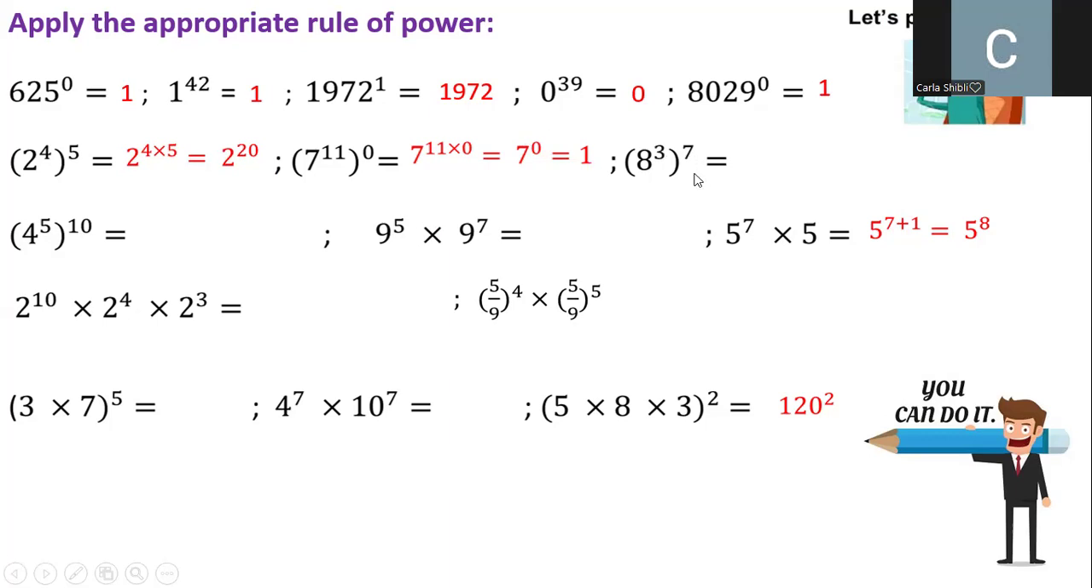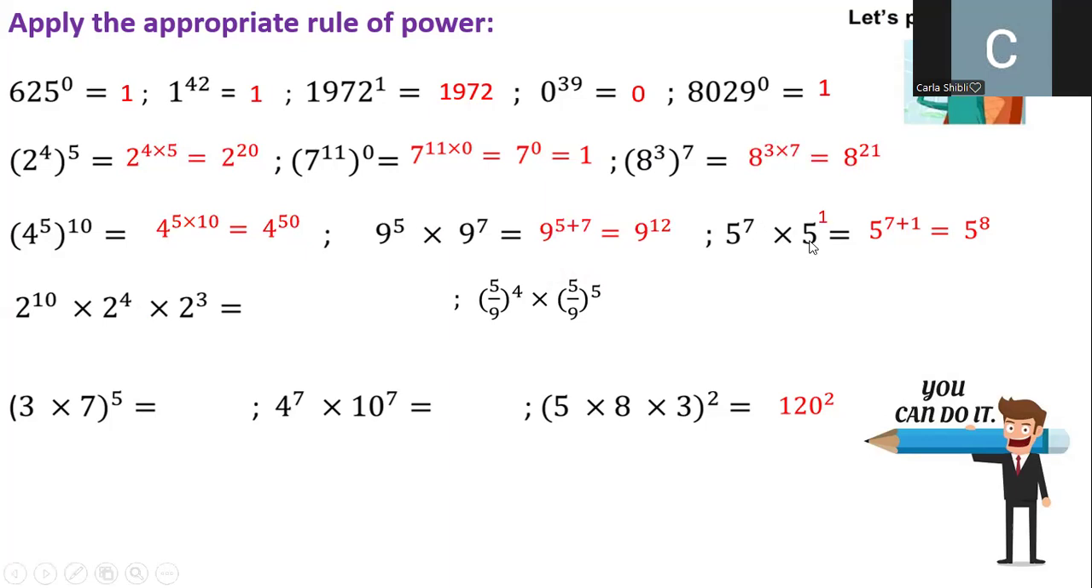8 to the power 3, all of it to the power 7 is equal 8 to the power 3 times 7, which is 8 to the power 21. Also here, 4 to the power 5, all of it to the power 10. So we write 4 to the power 5 times 10, which is equal 4 to the power 50. Here I have 9 to the power 5 times 9 to the power 7. I am multiplying two powers, have same base, different exponents. What does the rule say? We keep the base 9 and we add 5 plus 7, which is equal 9 to the power 12.